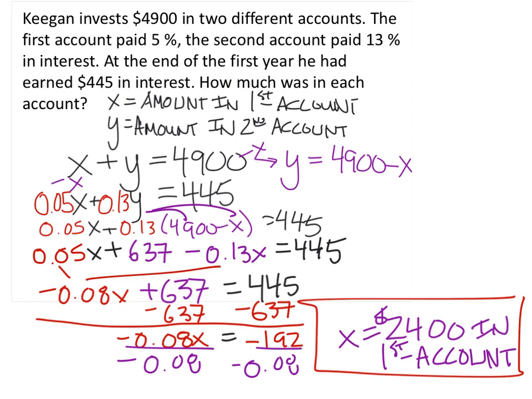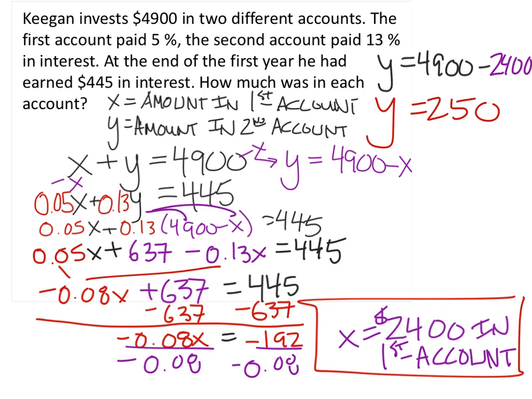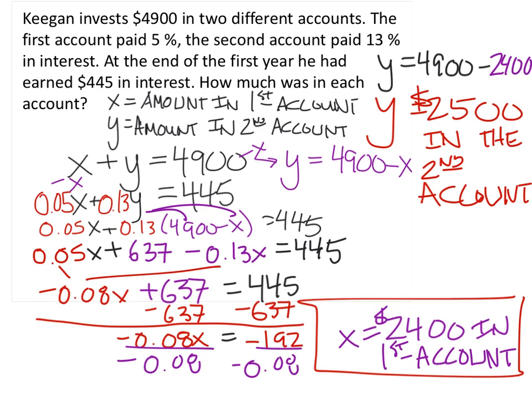Next, we need to figure out how much Keegan put into the second account. So we're just going to use this equation, which we already solved for, in order to solve for y. We'll rewrite it: Y equals 4,900 minus x, but instead of x we have 2,400. And that tells us right away that y equals $2,500. And we'll label this properly: $2,500 in the second account.